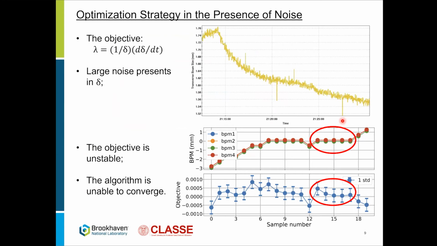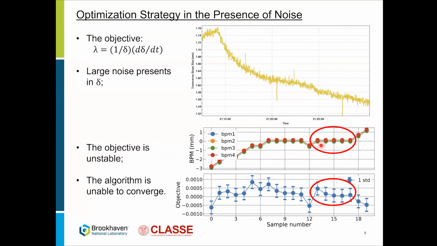So before we do the experiment, there is something we need to deal with. The original objective, defined using this formula, uses the point value of the beam size. As you can see from the picture shown here, the delta has large noise in it. So when you calculate the delta using this noisy data, it makes the lambda very unstable. This is illustrated in the plot down here.